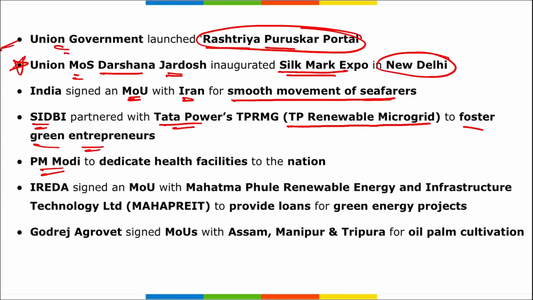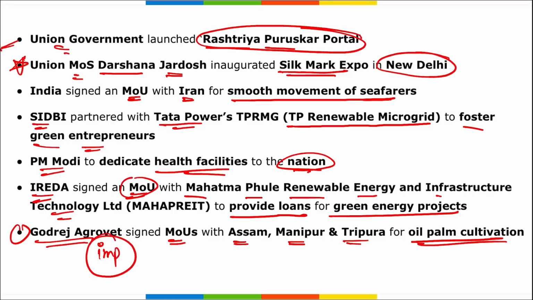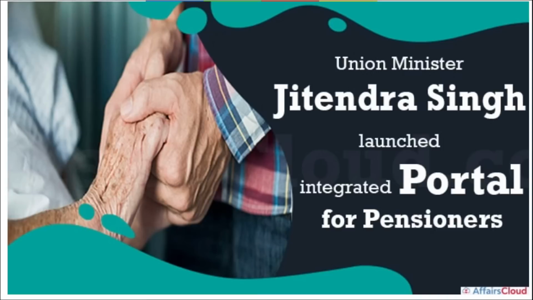Prime Minister Narendra Modi to dedicate health facilities to nation. IREDA has signed a memorandum of understanding with Mahatma Phule Renewable Energy and Infrastructure Technology to provide loans for green energy projects. Godrej Agrovet signed MOU with Assam, Manipur and Tripura for oil palm cultivation. Mark this also, this is important. Alright, so these are some other one-liners for quick revision of previous month.